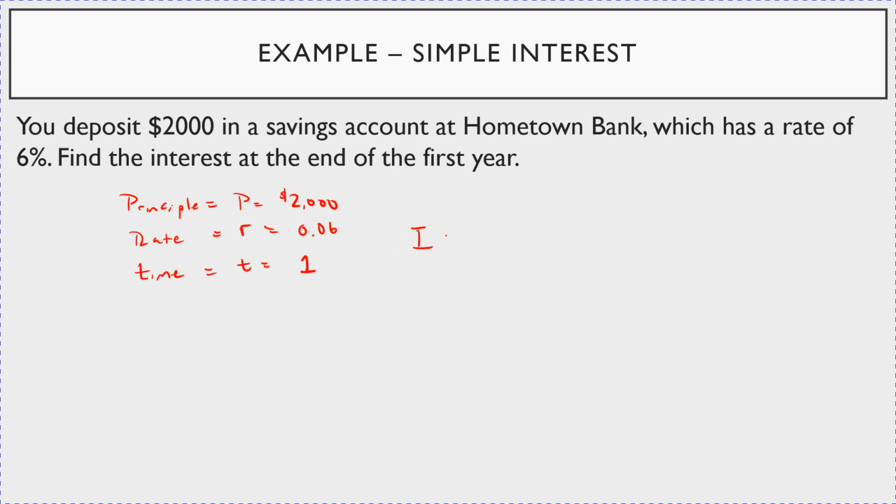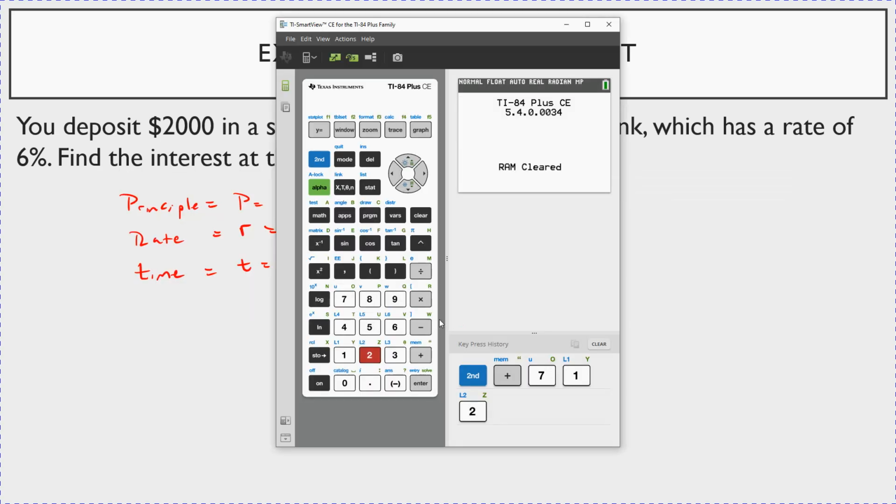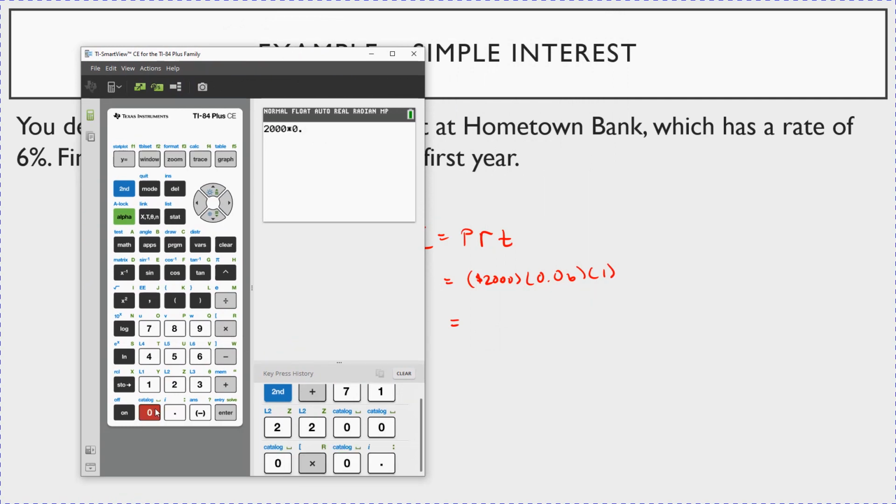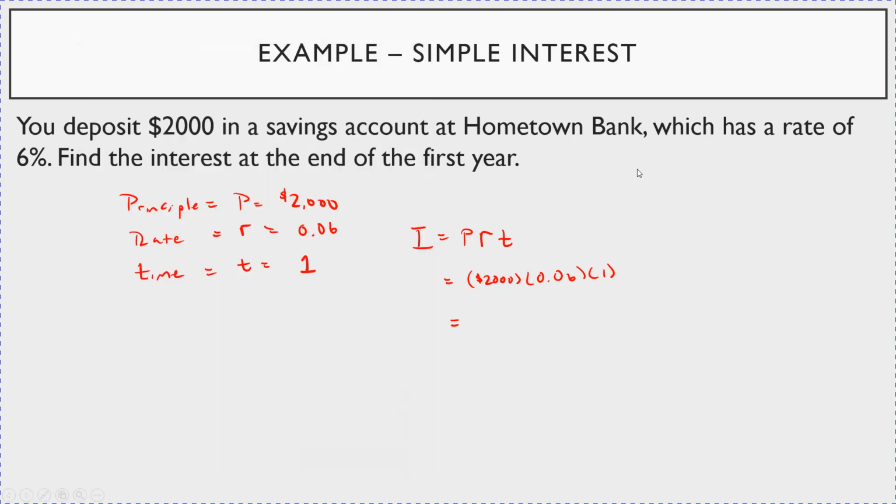Interest is equal to principal times rate times time. So you're going to take $2,000 times 0.06 times 1. Let's figure out how much interest you got at the end of that first year. We're going to go 2,000 times 0.06 times 1. So you made $120 at the end of your first year by just leaving that money in the bank.